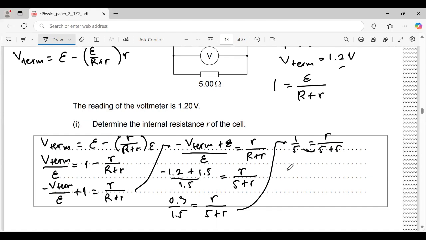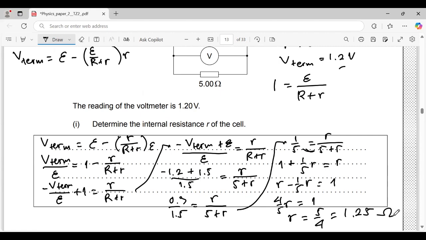Now multiply this. If multiply, it becomes 1 plus 1 over 5 R equal R. Or R minus 1 over 5 R equal 1. 5 minus 1, 4 over 5 R equal 1. So R equal 1 times 5 over 4. It is 1.25, and the unit is ohm.